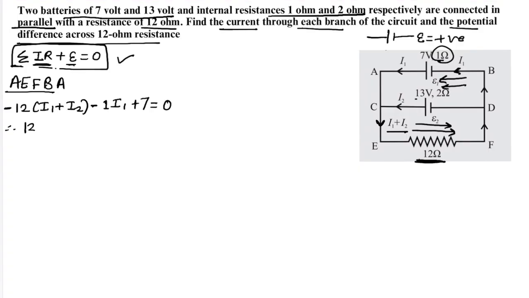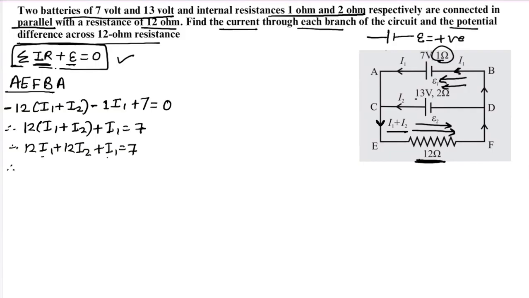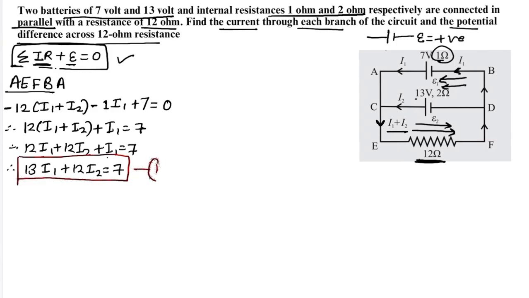Now the next step will be 12 in bracket I1 plus I2, plus I1 is equal to 7. If we open this bracket, it will be 12 I1 plus 12 I2 plus I1 is equal to 7. There are two terms of I1, that is 12 I1 plus I1. It will be 13 I1 plus 12 I2 is equal to 7. Let's name this equation as equation number 1.